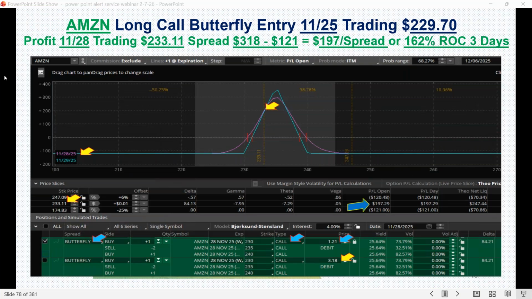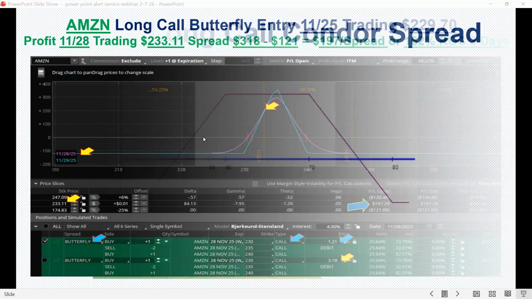And then here's where the trade went out. It was trading right here at 233.11, on the day of expiration. So the spread butterfly went from 121 to 318. So up 197 per spread, 162% return. So that's a look there on Amazon.